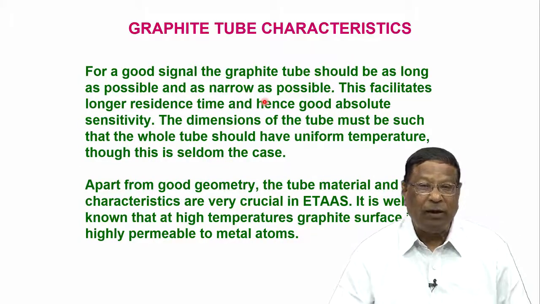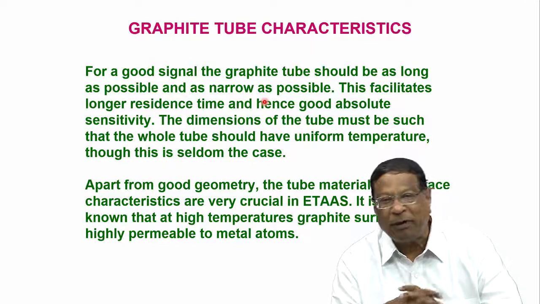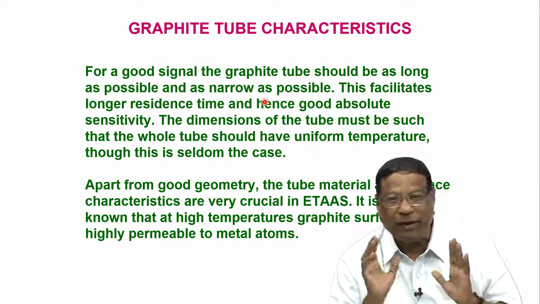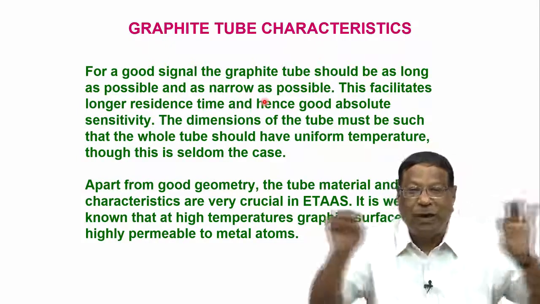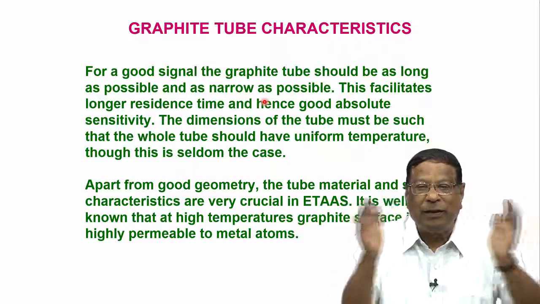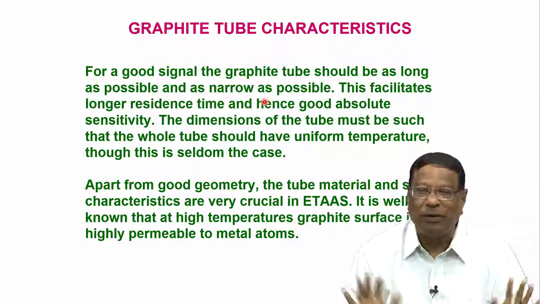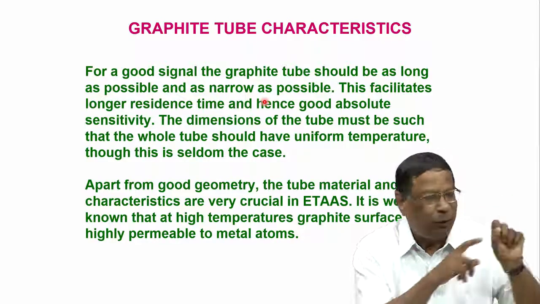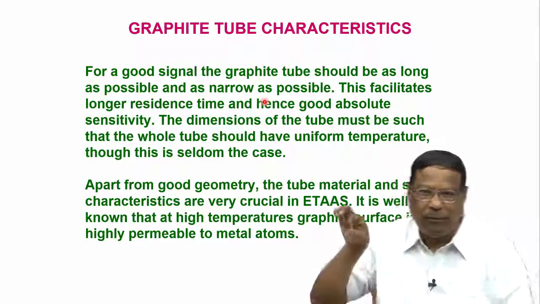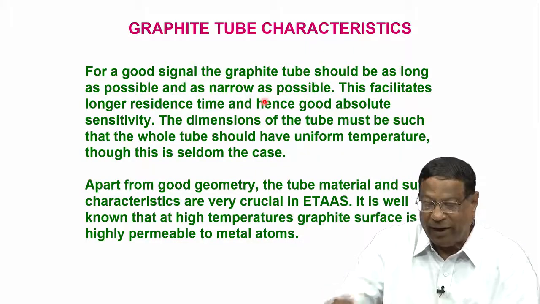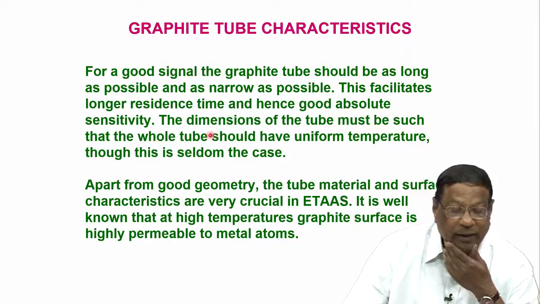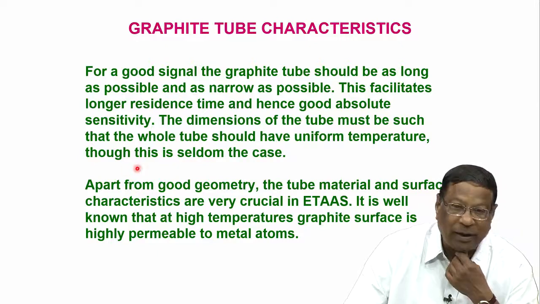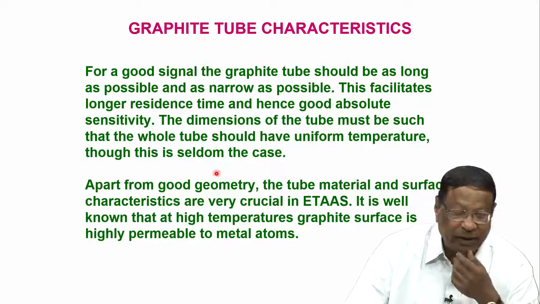So, what are the graphite tube characteristics? What kind of graphite tubes should we be using? For a good signal, the graphite tube should be as long as possible, because the longer the tube, the more vapor it can hold, as simple as that. And the hole should be as narrow as possible. The dimensions of the tube should be such that the whole tube has uniform temperature throughout its heating area, but this is seldom the case.